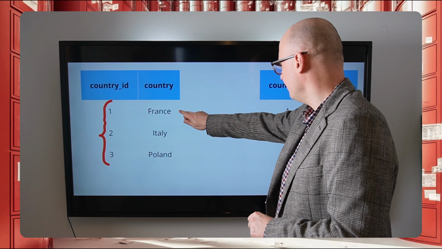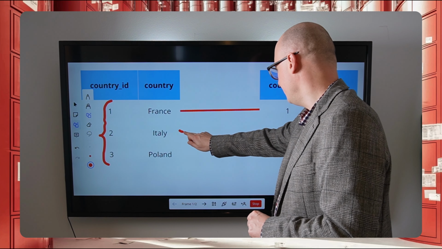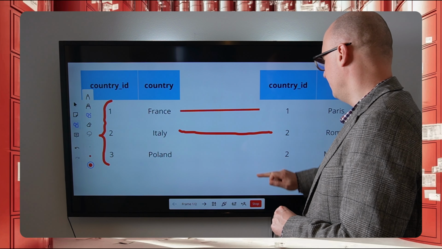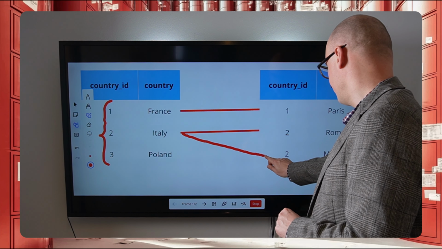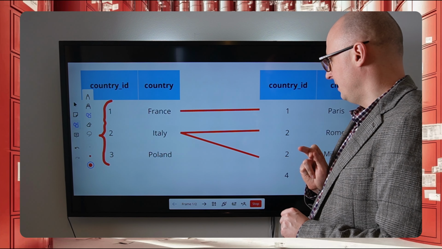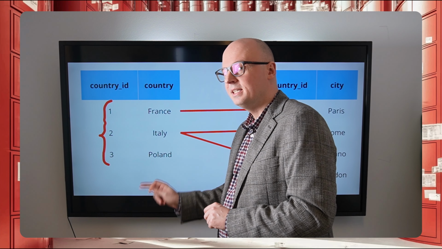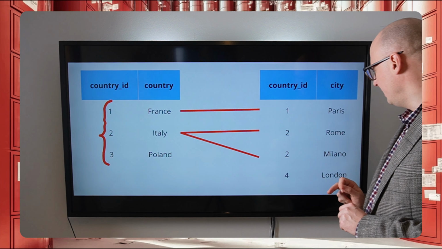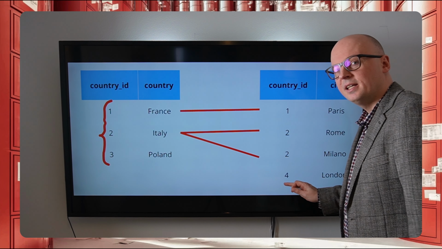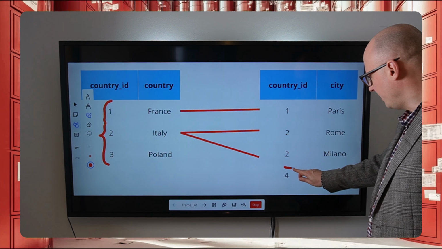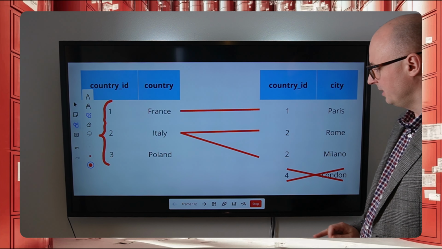We have France, a match for Paris. We have Italy, which is a match for Rome. And we have Italy, which is a match for Milan. And we have also Poland. But Poland is on the left side, so we take that record anyway. And we have no match for London. In that case, we reject that record and we are not taking it to our final table.